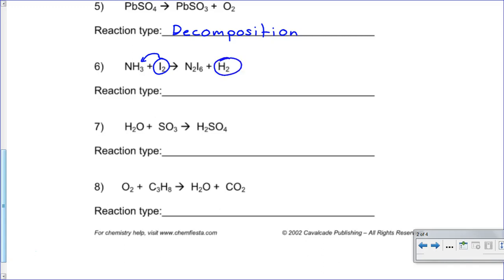And so we've got a compound plus an element. It yields a compound plus an element. All right, and so what this one is, it's a single displacement reaction.